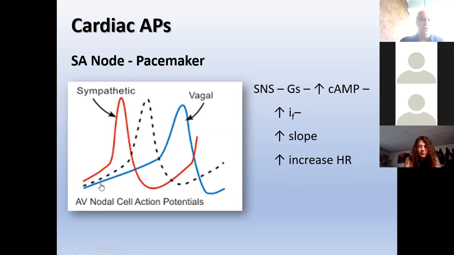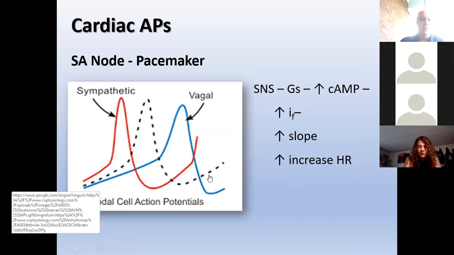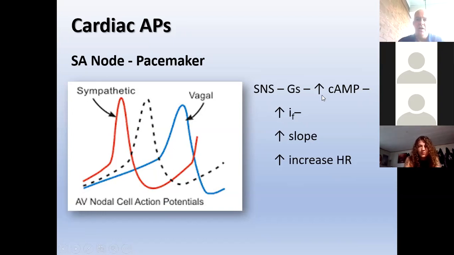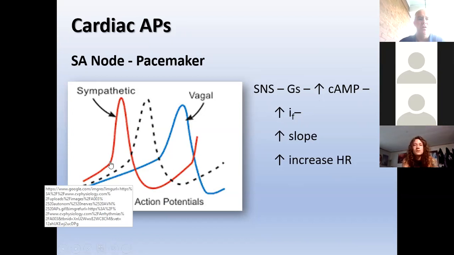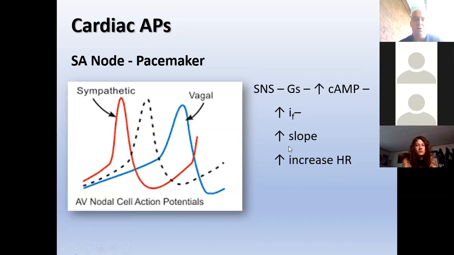So here's your normal beat here, okay? Sympathetic stimulation increases cyclic AMP, and cyclic AMP will cause an increase in the funny current. So because there's more funny current, the slope is going to get steeper, and so it reaches threshold a lot faster, and so your beats get closer together. Okay, so you're increasing heart rate by increasing the slope of that depolarization there.